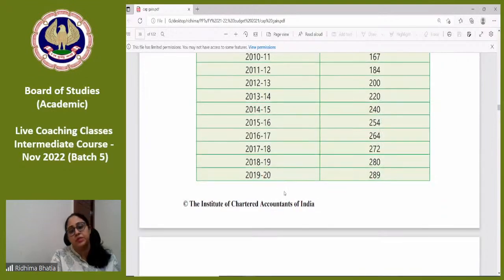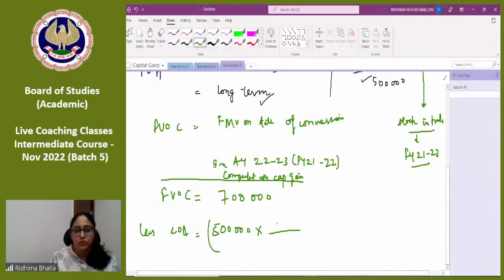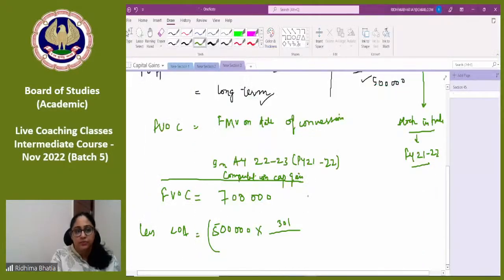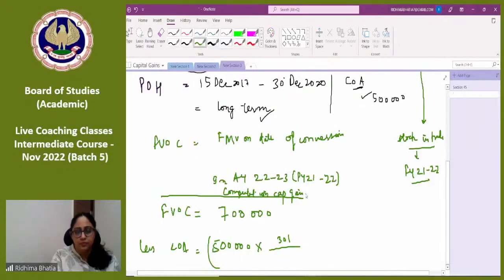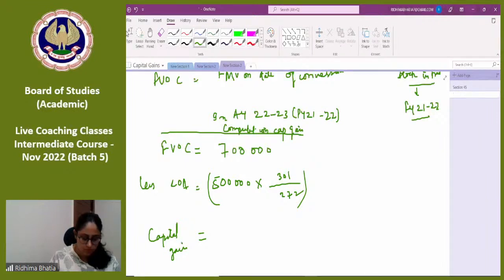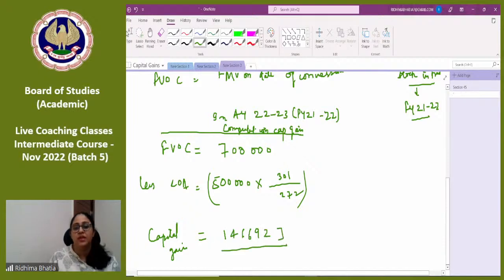So my year of transfer is 2021. So this would be 301. My year of acquisition is 17-18, 272. What is the capital gain coming? This is my capital gain, long term.